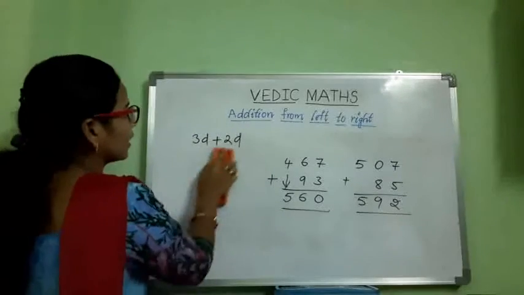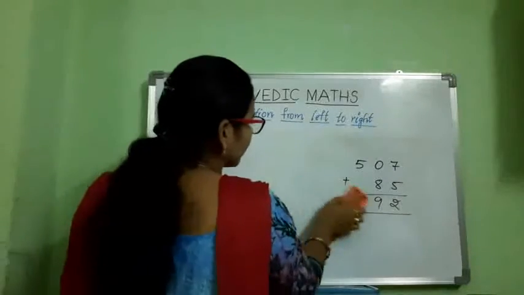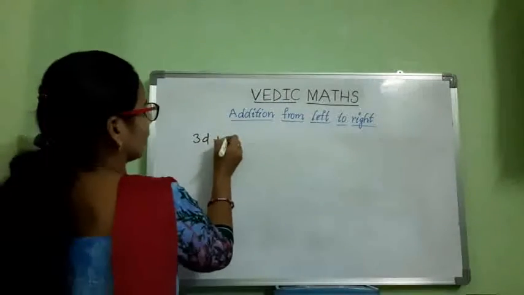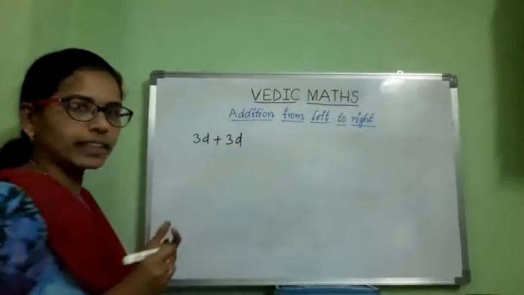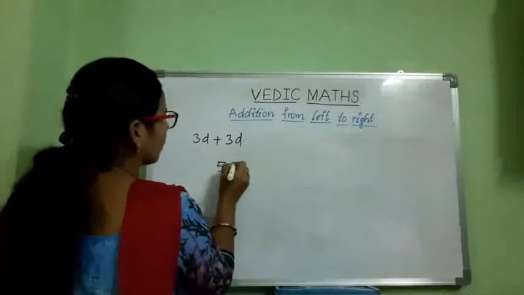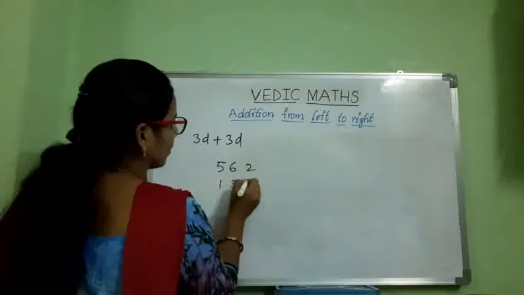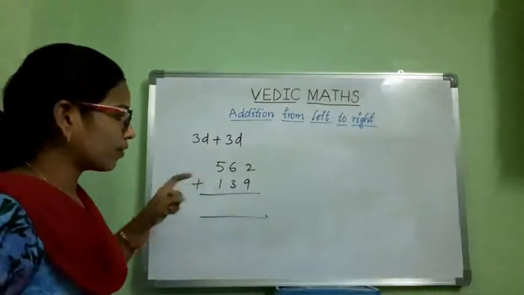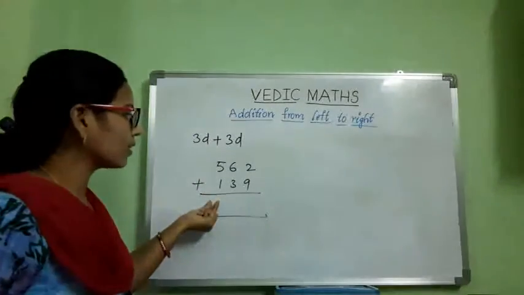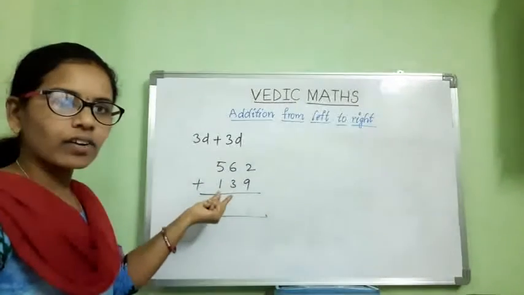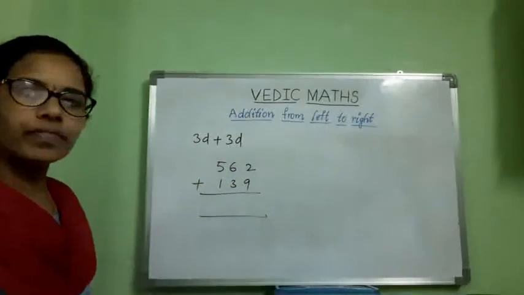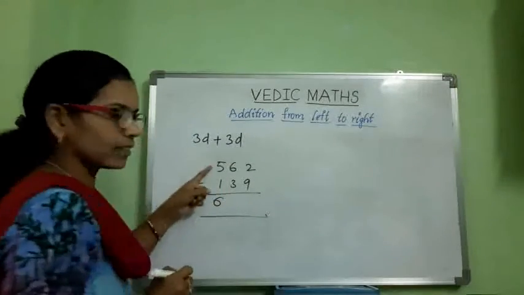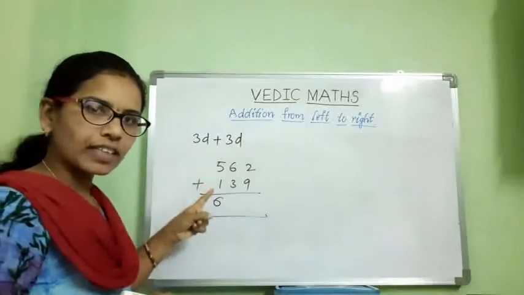Now I am going to take a 3-digit number and another 3-digit number. Adding a 3-digit number with another 3-digit number. Same process. Addition of 5 and 1 is 6. Before dropping 6 here, check the next numbers whether they are carry or non-carry. Here these are non-carry numbers. So write the end digit easily. The end digit of 5 and 1 is 6.